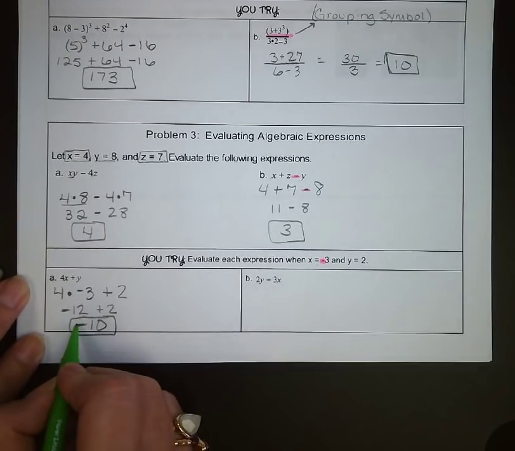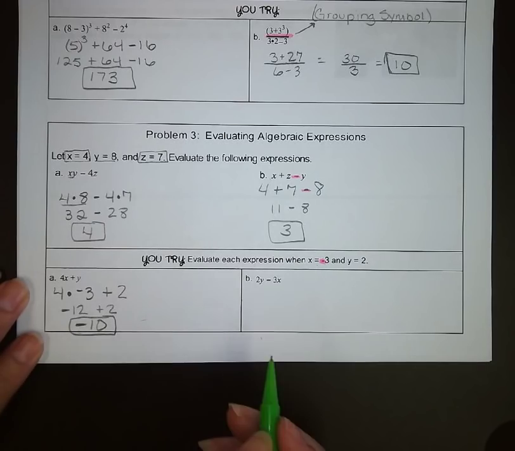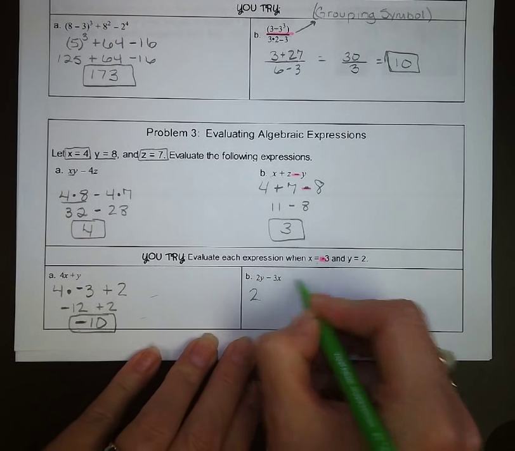4 times negative 3 is negative 12, plus 2 is negative 10. Please make your negative signs look like negative signs and not afterthoughts. Not just like a smudge that you kind of erased. Make it very deliberate. All right, so we're plugging in the numbers again.